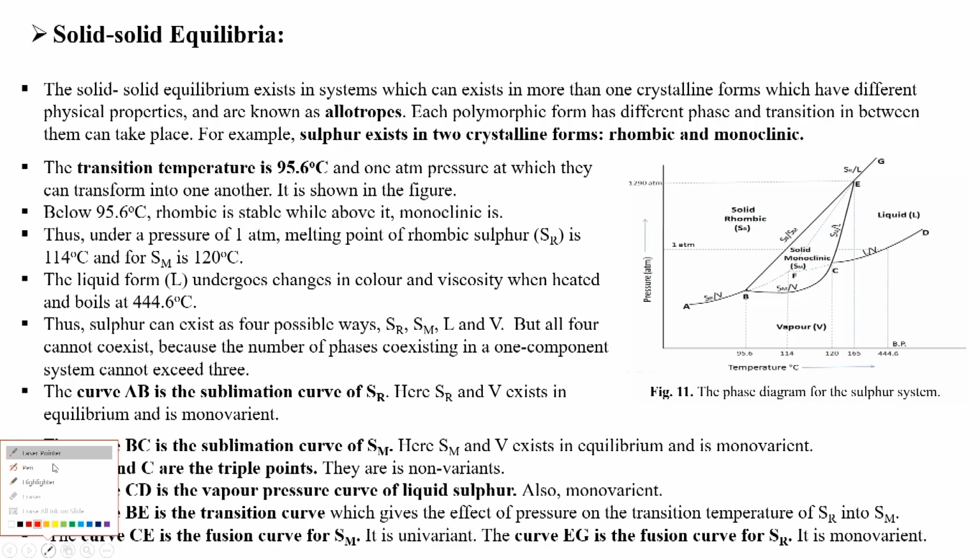The solid-solid equilibrium exists in systems which can exist in more than one crystalline form, which have different physical properties and are known as allotropes. Each polymorphic form is a different phase and transition between them can take place. For example, sulfur exists in two crystalline forms, rhombic and monoclinic. The transition temperature is 95.6 degrees Celsius at 1 atmospheric pressure, at which they can transform into one another. It is also shown in the figure.